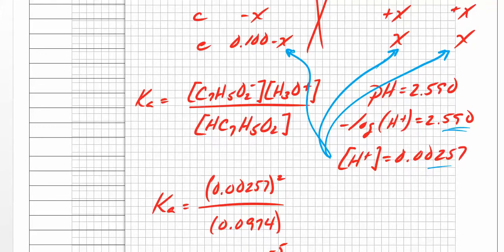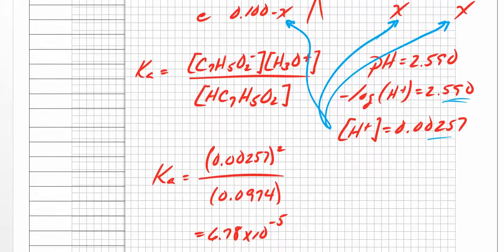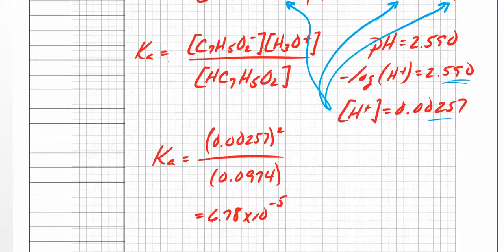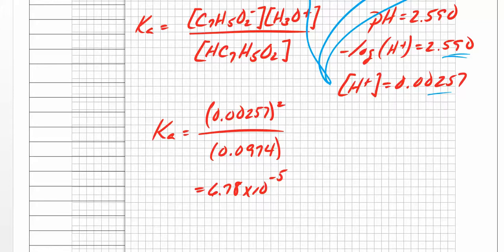So what I can do then is start plugging things in. So if I know the hydrogen ion concentration is 0.00257, that's this value and this value, I can just say 0.00257 squared divided by 0.1 minus that value is this number. You check it again, by the way. Don't just take my word for it. 0.00974. And so when I plug that in the calculator, again, square on top, divide by what's on bottom, here's what I get.